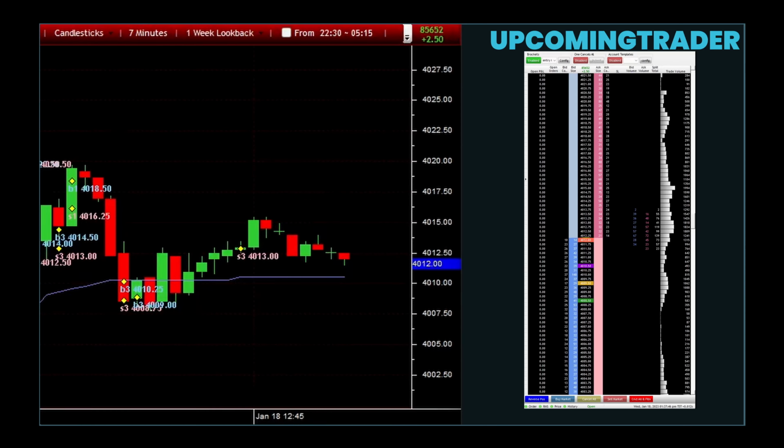Imagine having a tool that not only tells you when traders are buying and selling, but exactly where they find value at different price levels. That is exactly what we are diving into today.